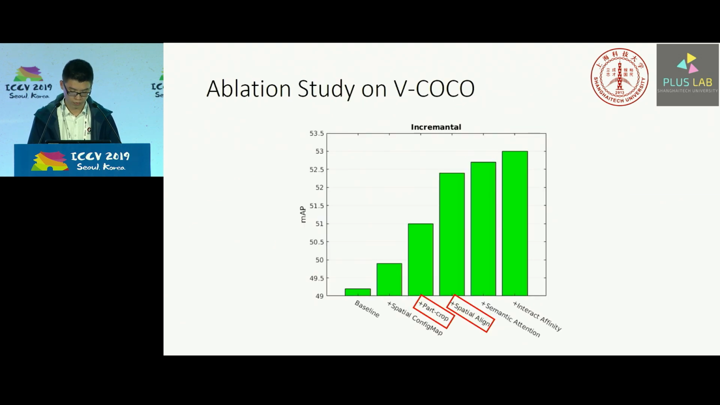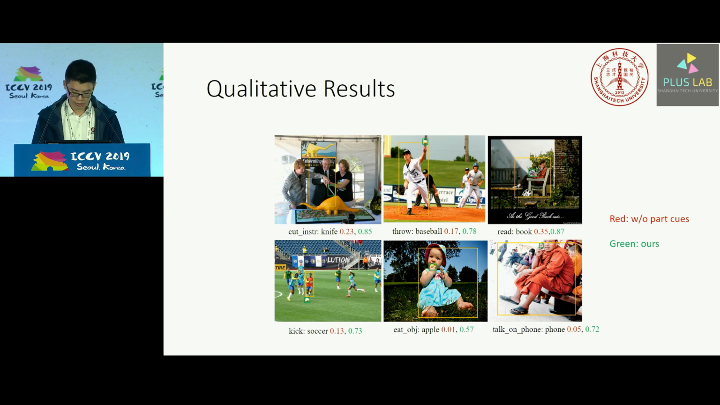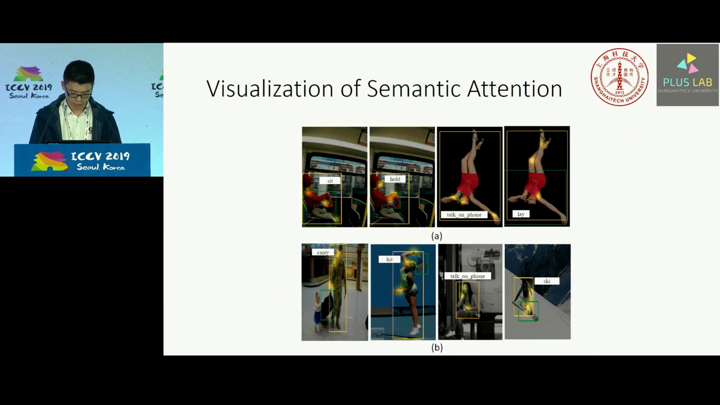We perform an ablation study on the VCOCO dataset. We add our components one by one and see consistent improvements in performance. We observe that the part crop component and the spatial align component significantly improve the performance, demonstrating the effectiveness of our zoom-in module. We show some qualitative results of our experiments. We can observe that for those fine-grained relation classes, utilizing semantic particles significantly improves the performance. We also visualize the outputs of our estimated semantic attention values. We can see that the semantic attention network is able to attend to different parts for a person interacting with different objects and different human object configurations.